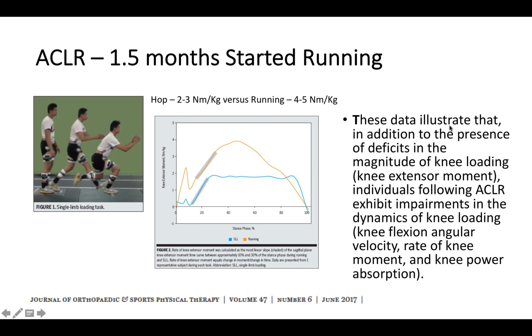But these data illustrate that in addition to the presence of deficits in the magnitude of knee loading, individuals following ACLR exhibit impairments in the dynamics of knee loading. So in essence, they were unable to match their opposite side.